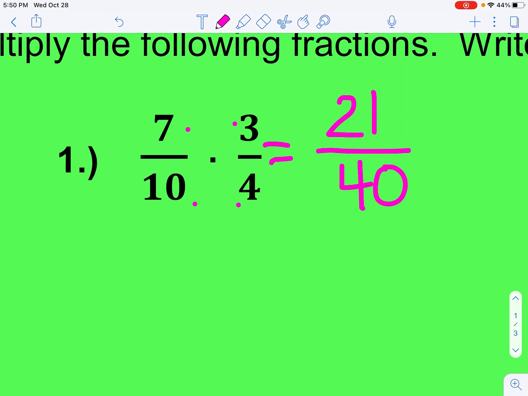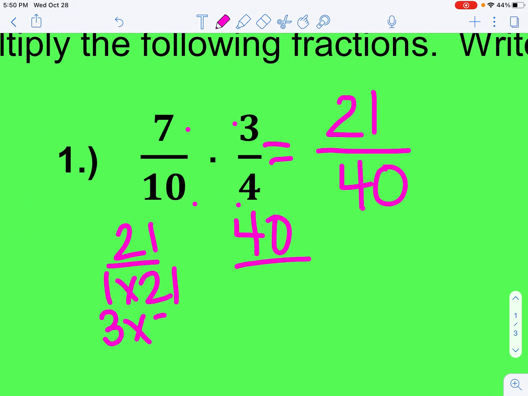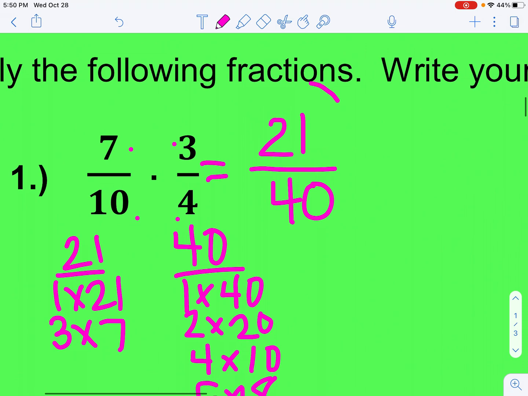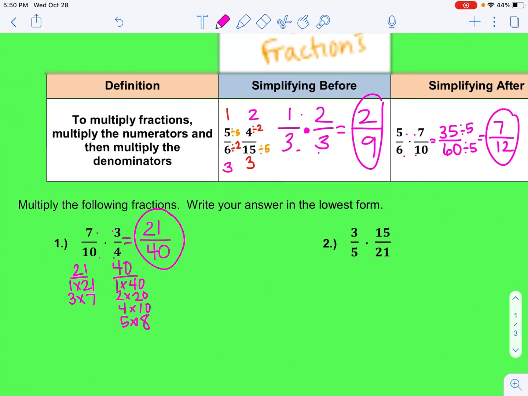We cannot simplify 21 over 40 because if we do our greatest common factors, 1 times 21, 3 times 7, 1 times 40, 2 times 20, 4 times 10, 5 times 8. Do they share any of the same factors? Right, they don't. So 21 over 40 is our answer.